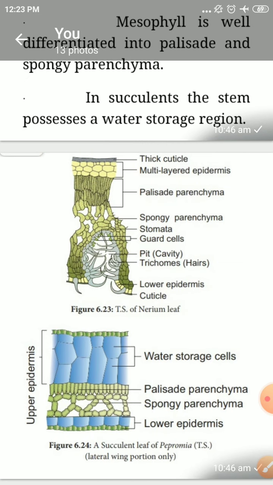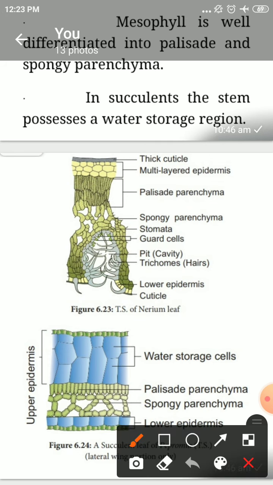Now over here, this is a figure of a Nerium leaf showing the presence of multiple epidermis. In the figure, three layers are there: 1, 2, 3. This is called multi-layered epidermis or multiple epidermis. This multiple epidermis forms a screen which avoids the heating effect on the leaf.